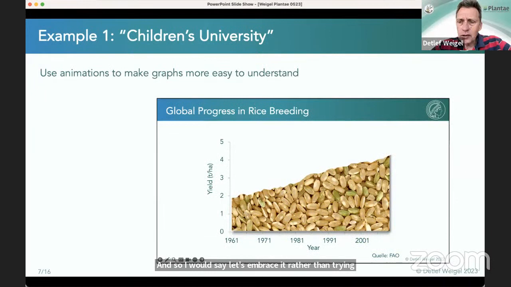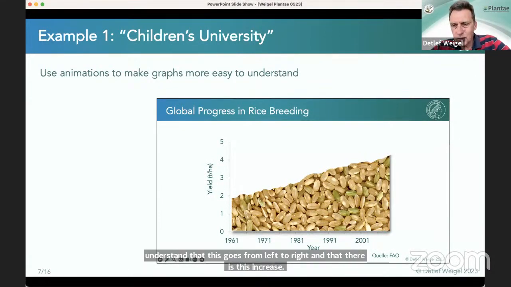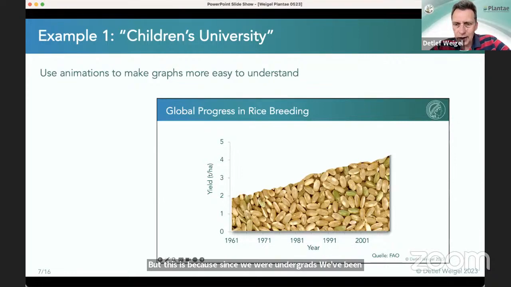What we as scientists also often forget is that these sort of graphs here, for example, are something that we immediately understand. So we look at the number of years there, and we understand that this goes from left to right, and that there is this increase. But this is because since we were undergrads, we've been seeing these graphs, but when you talk to people out there who don't see these graphs every day, they might find it more difficult to understand.